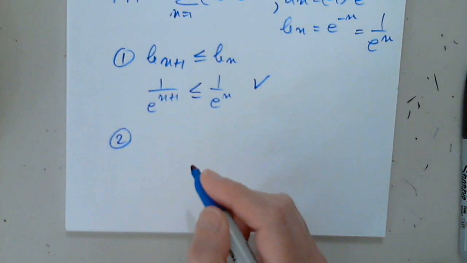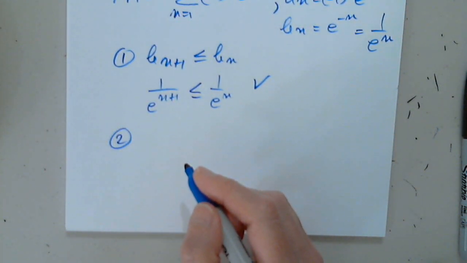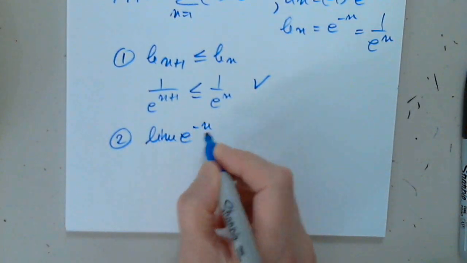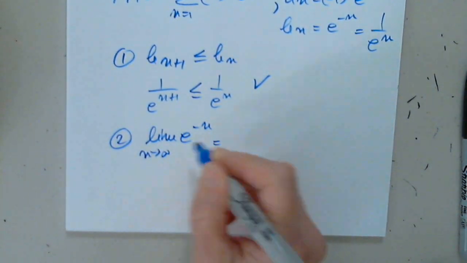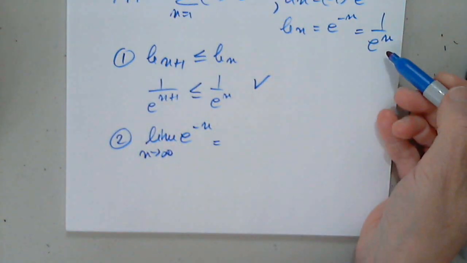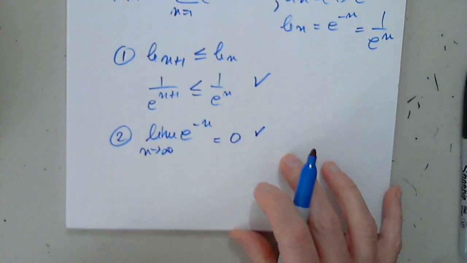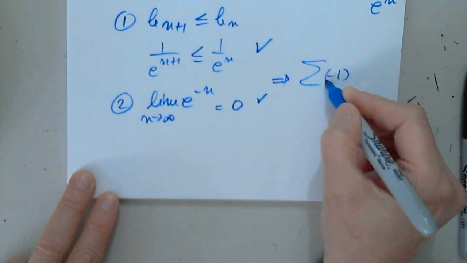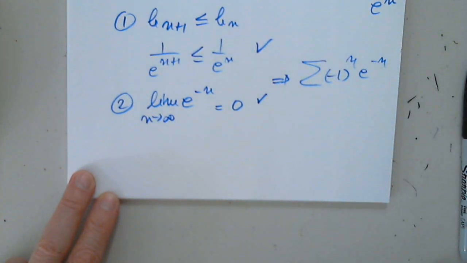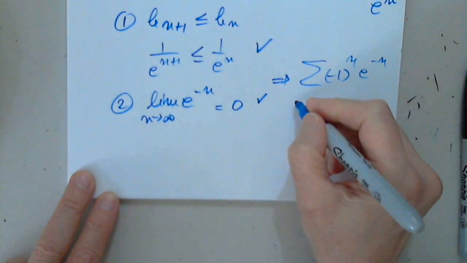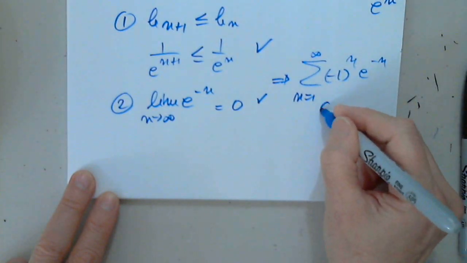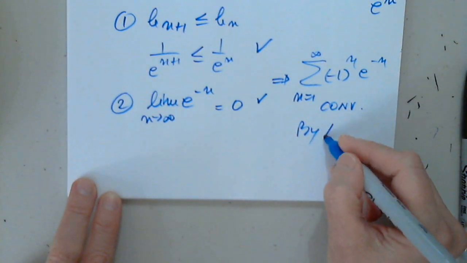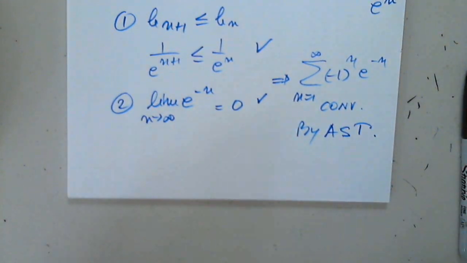So in number 2, we want to look at the limit of e to the negative n as n approaches infinity, and it turns out that this limit is 0. Both conditions are fulfilled. Then we conclude that the sum of negative 1 to the n times e to the negative n, from n equals 1 to infinity, is convergent by the alternating series test.